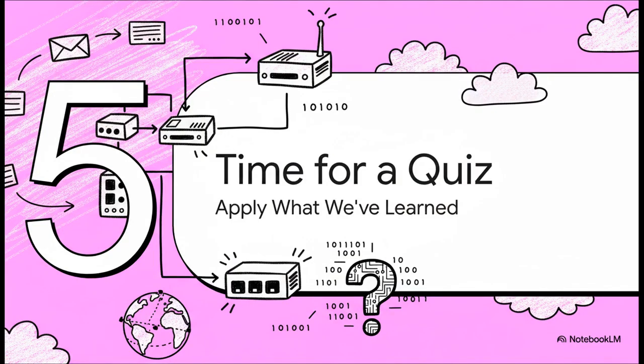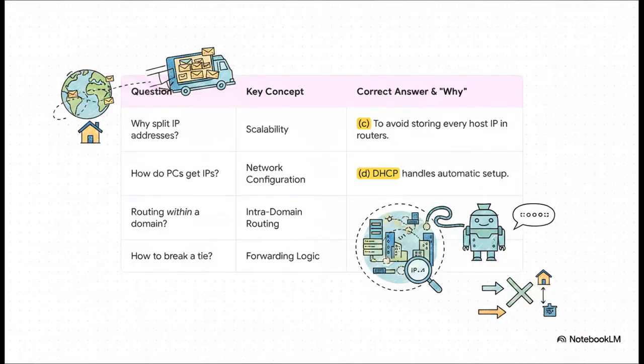All right, that was a whirlwind tour. We've seen how our packet gets an address, how it finds the front door, and how every router on its journey makes the smartest choice possible. Now let's put it all together and see if we can apply what we've learned to a few quick questions. Let's break these down one by one and really connect the dots.